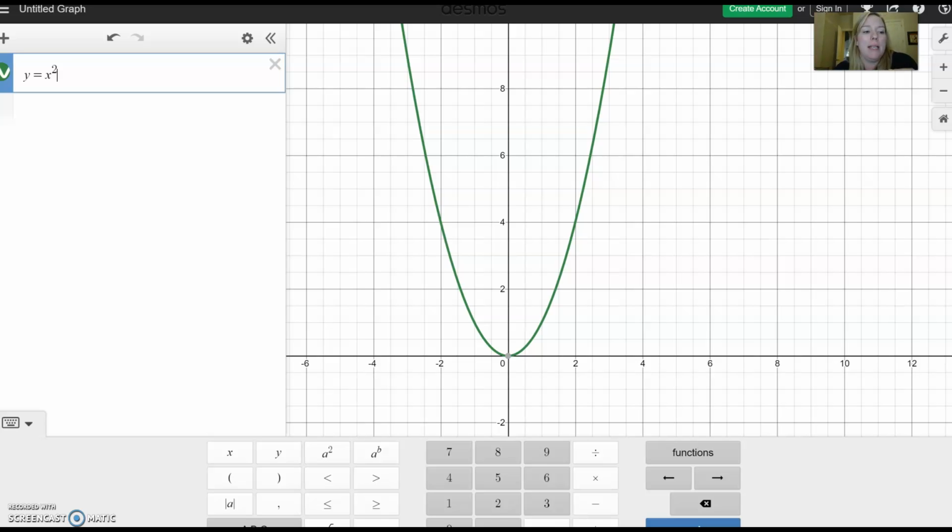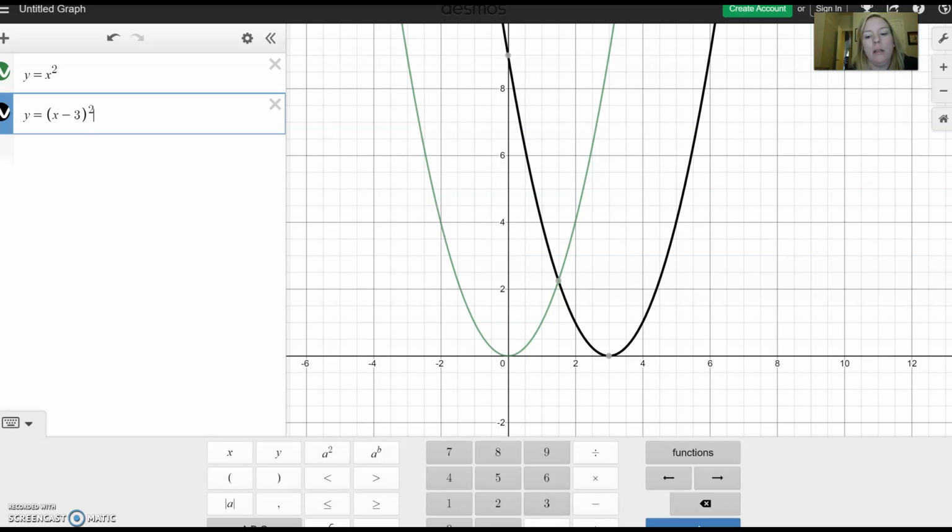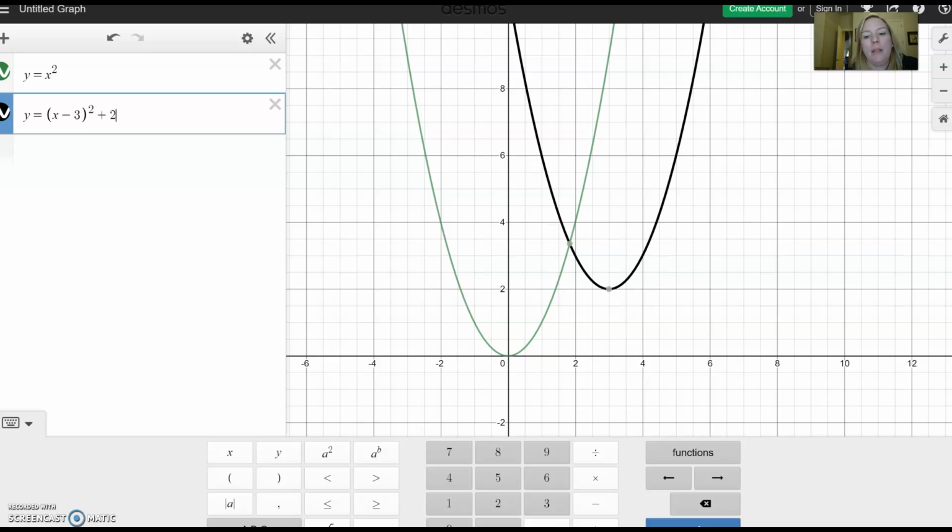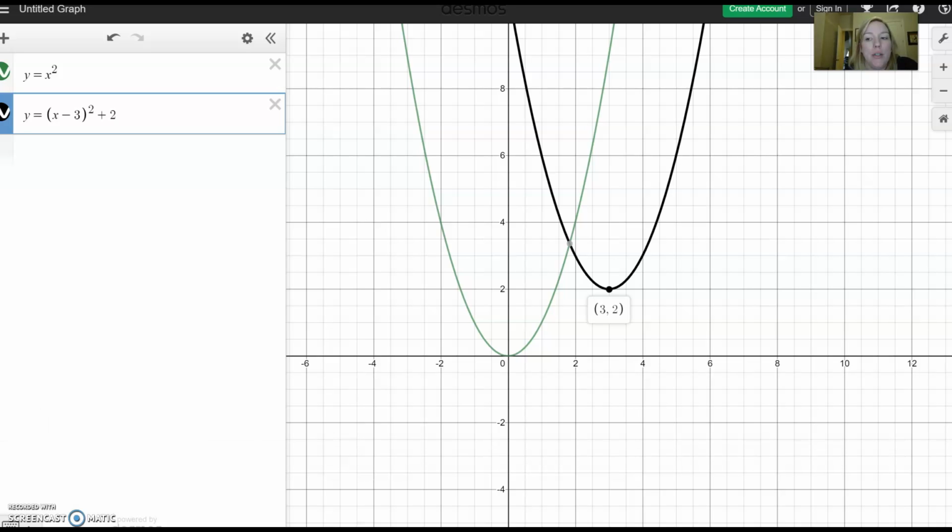Now, on your assignment, it's going to ask you to compare or to decide which equation represents the graph or something like that. So if you're given another equation, you're just going to type it into the second line. So let's say y equals (x minus 3) squared plus 2. Okay. Now, in this case, I'm comparing the new graph, which is black, to the original graph, which is green. And so if you've noticed, the black graph now has a new vertex at (3, 2), which means it went to the right 3 and it went up 2.